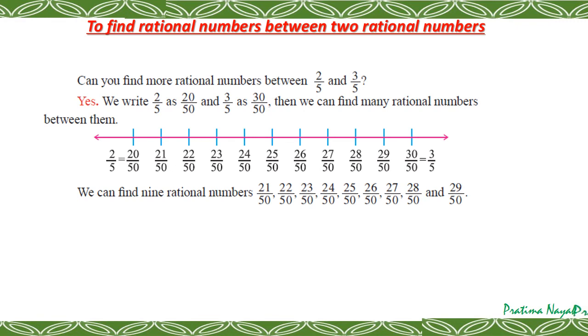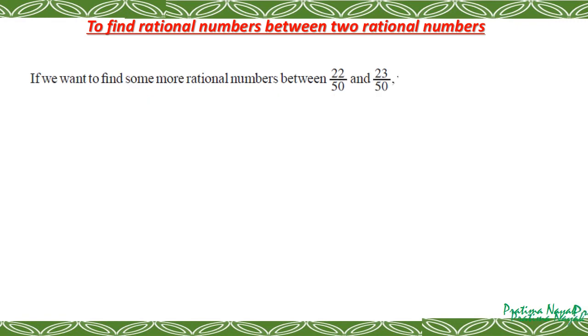We can find 9 rational numbers between 20 by 50 and 30 by 50 if I go on increasing 1, 1, 1, 1, up to 29 by 50. If we want to find some more rational numbers between 22 by 50 and 23 by 50, again we will multiply by 10, or we can multiply by 2. So I will multiply by 10. This will be 220 by 500 and 230 by 500.